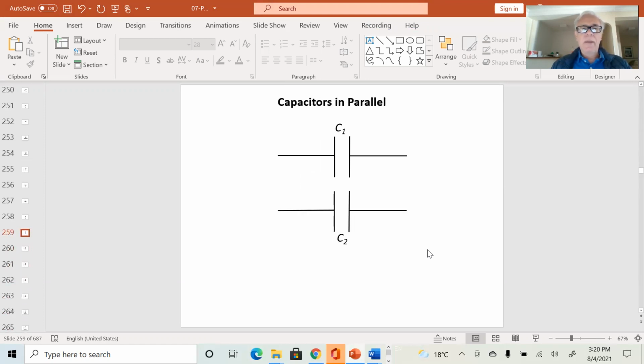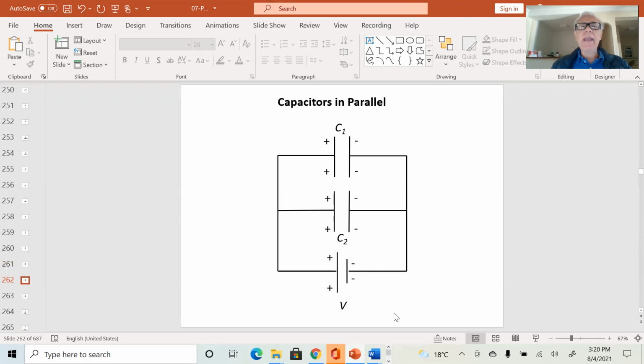Then we're going to do capacitors in parallel. What happens to capacitors in parallel? You connect them in parallel. They're still discharged, and the capacitances are the same. When we connect them with a battery, what's going to happen? The positive charges are going to flow to the plates of the capacitors on the right side, and the negative charges are going to flow to the plates on the left side.